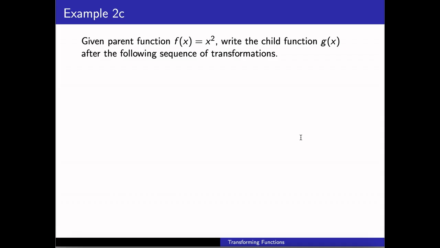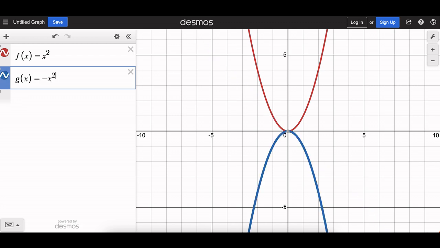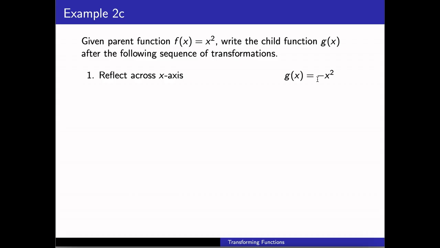All right, next up, again, we're just going to reverse some steps here. We're going to get a different function. So now let's start by reflecting across the x-axis. Well, we're just going to multiply x squared by -1, and that's going to give us -x squared. All right, for example 2c, again, we've switched some of the steps in the previous example. So for our first one, we want to reflect the x squared graph across the x-axis. So we said that's multiplying by -1, so we get -x squared. And there's our original graph in red flipped over the x-axis.